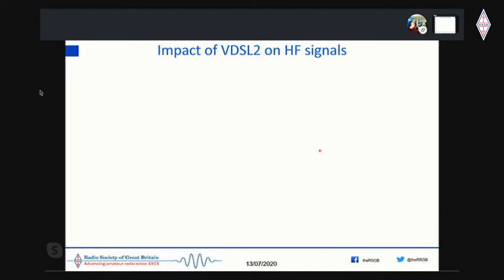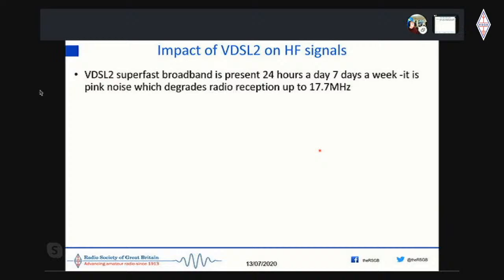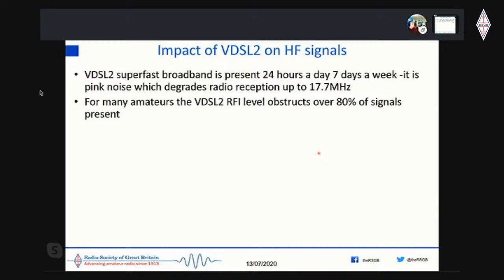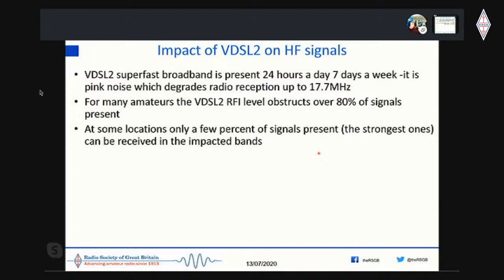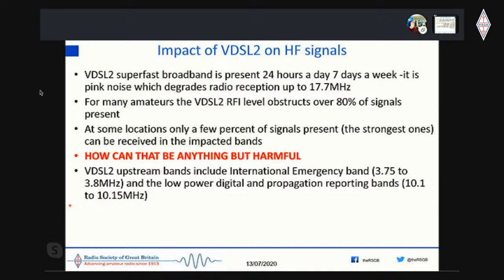And of course, it's there all the time. And it's pink noise all the way from close to 0 megahertz up to 17.7 megs. And a lot of people lose 80% of their signals because of it. At some locations, only a few percent of the signals can actually be picked up. The message we have to Ofcom is, how can that be anything but harmful? Particularly when you consider that the upstream bands, which are the worst, contain the international emergency band and the low-power digital propagation bands.